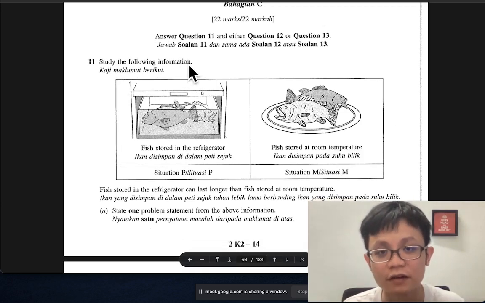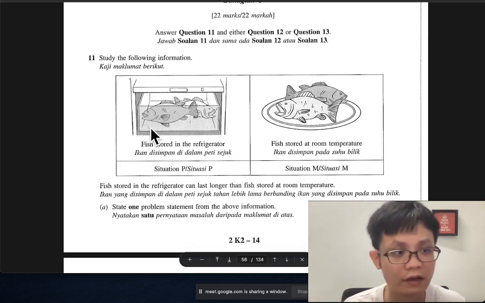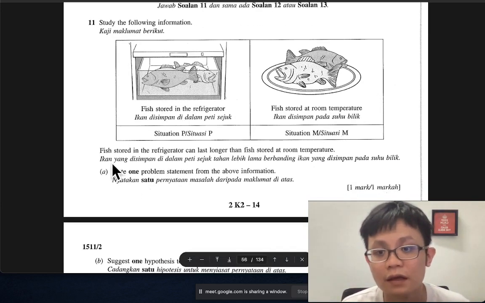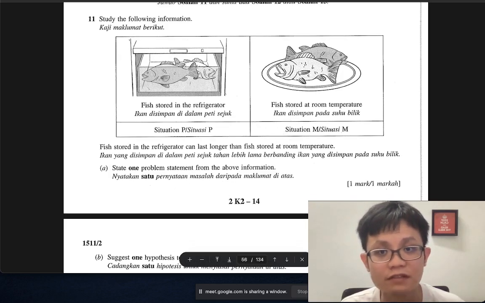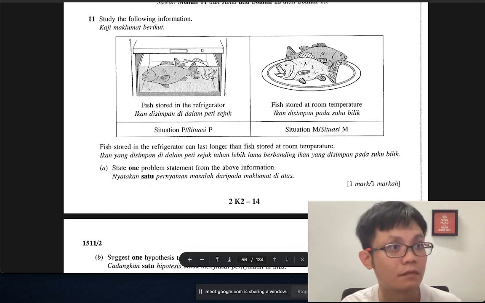Study the following information. Okay, so there's a fridge that stores the fish, and there's a fish at room temperature. Obviously I think this fish will be smelly, and the fish in the fridge will last longer, maybe another 1-2 months before it rots. Fish in the refrigerator can last longer than at room temperature. State one problem statement of the investigation. So what is the problem statement for this one? How does temperature affect food preservation?